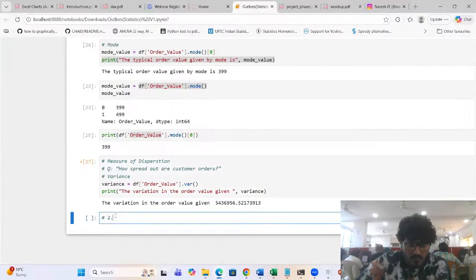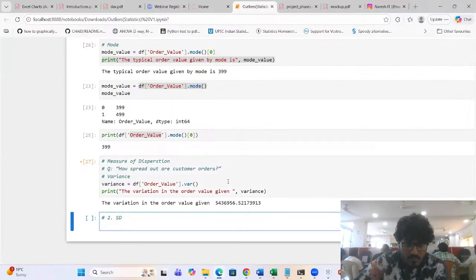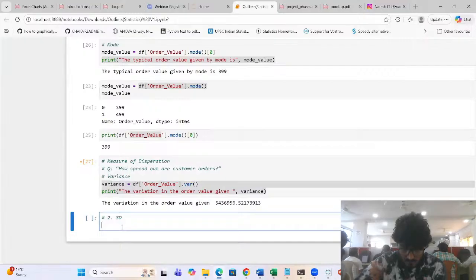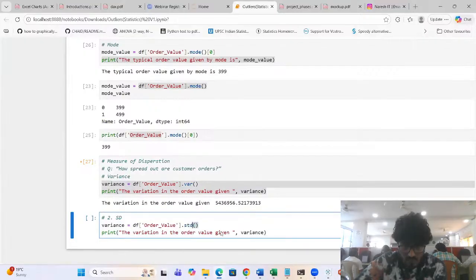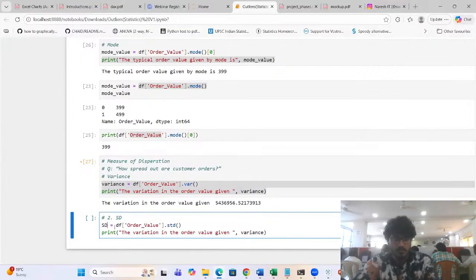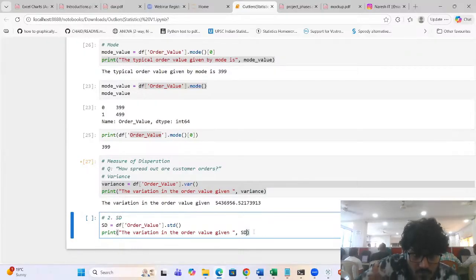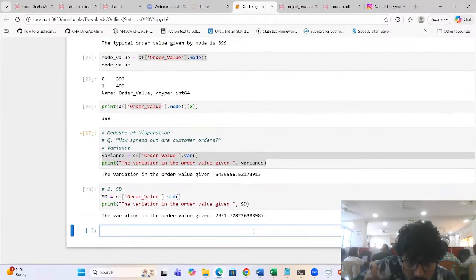Now we address the same problem by using standard deviation. How? Let me copy and paste this again here itself. So instead of variance, I go by using STD. Here it's the standard deviation. So the standard deviation of the order value is given by STD. So what is the standard deviation saying?